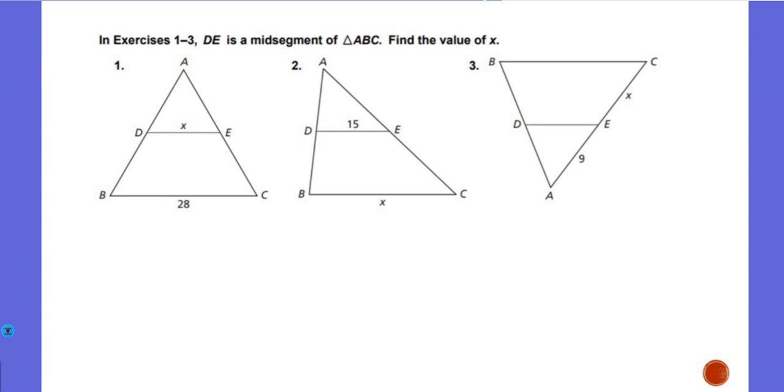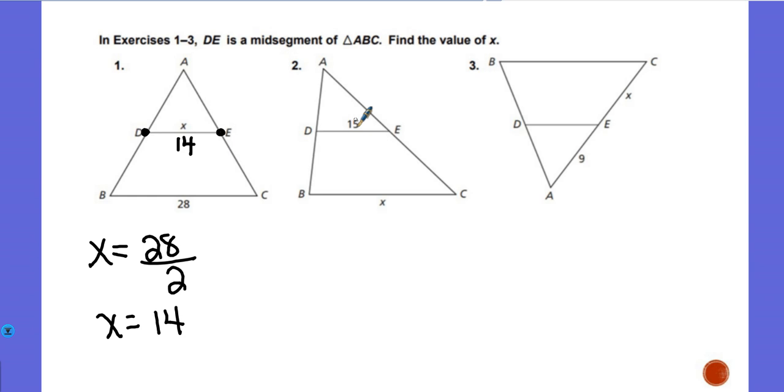Okay, it says in exercises 1 through 3, DE is a mid-segment of triangle ABC. Find the value of X. So if you look here, this is triangle ABC. And it says this line segment right here, DE, is a mid-segment. So if this is a mid-segment, it means that it goes through the midpoint of line segment AB and line segment AC. So that means that this value up here is half of this value down here. So we're going to say X should be 28 divided by 2. So that means X equals 14.